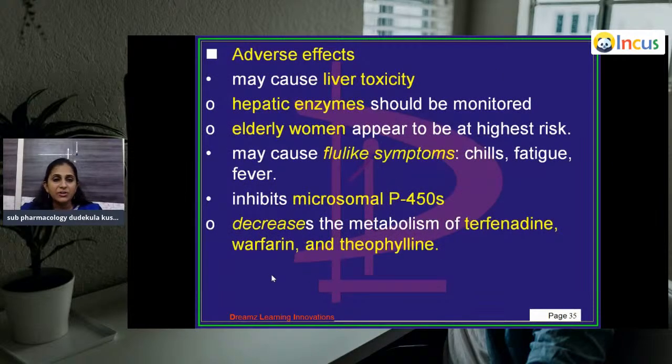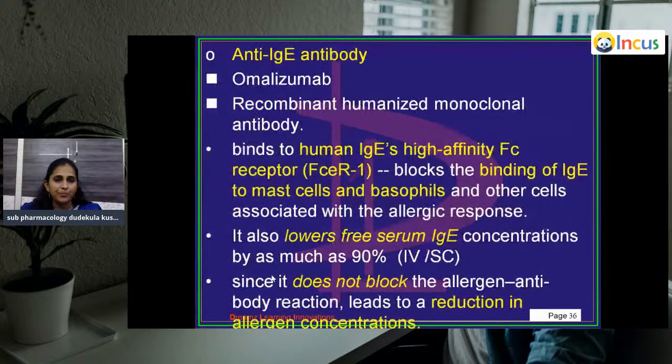It also has adverse effects like liver toxicity. Hepatic enzymes should be monitored, and it may cause flu-like symptoms like chills, fatigue, and fever. It decreases the metabolism of terfenadine, warfarin, and theophylline. So when using it along with warfarin, we have to be very careful.